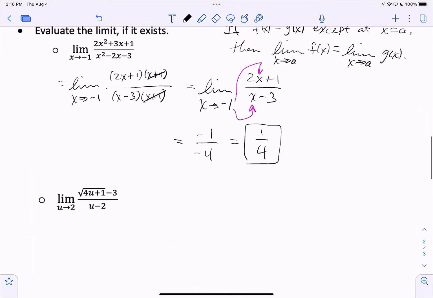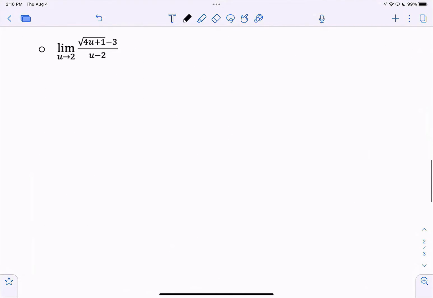We're going to continue on, and this time our expression is the limit as u approaches 2 of, numerator is the square root of 4u plus 1 minus 3, and the denominator is u minus 2. We're going to proceed by rationalizing the numerator. But before I get to that, that's quite a process, right? So how do I know that I need to do that?